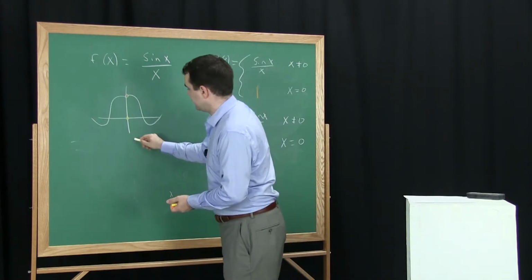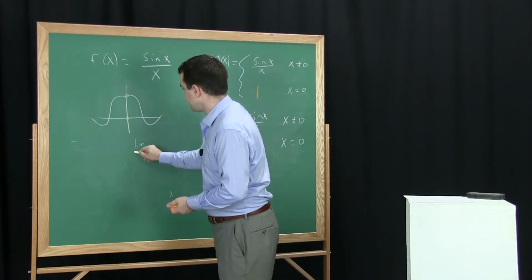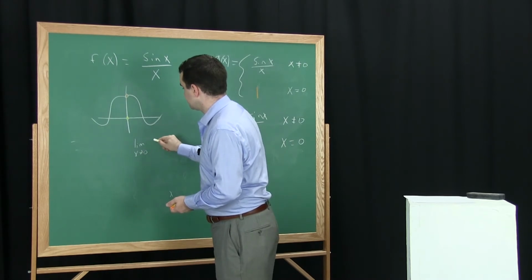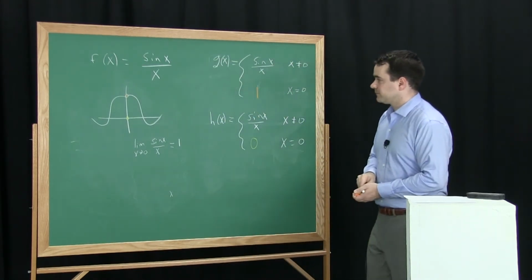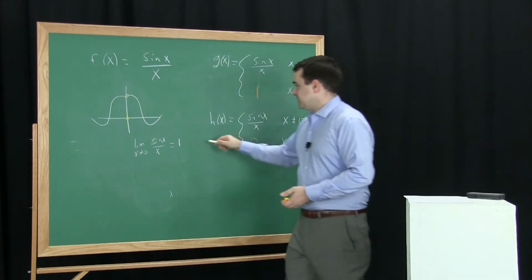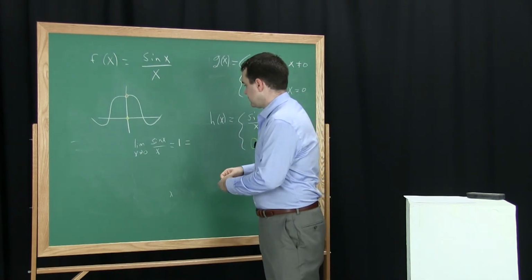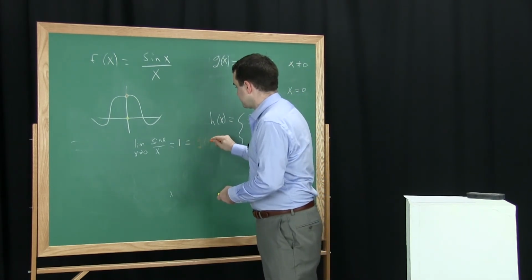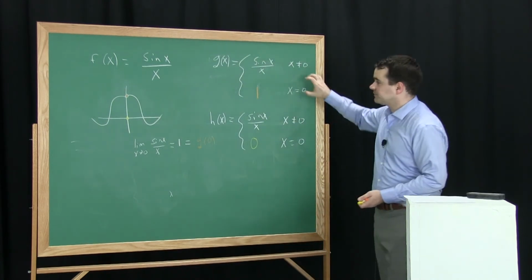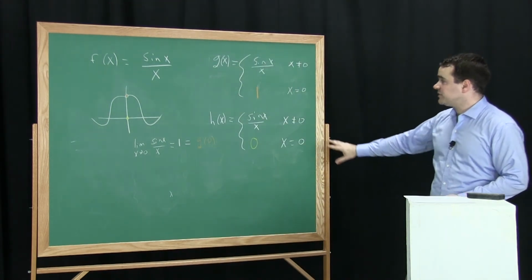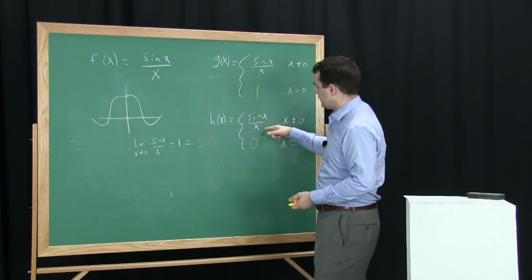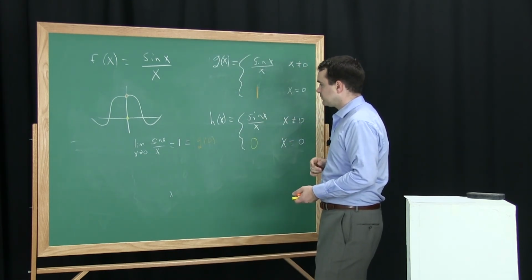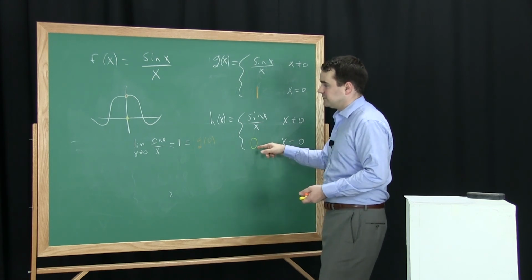And we already figured out that the limit as x goes to 0 of sine x over x is equal to 1. And that's going to be my g of 0. So this function is continuous. But this one is not, because the limit as x goes to 0 of h of x, that's sine x over x, is not equal to h of 0. That's not equal to 0.